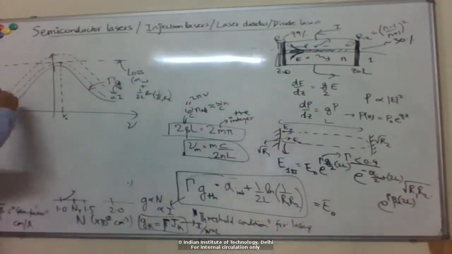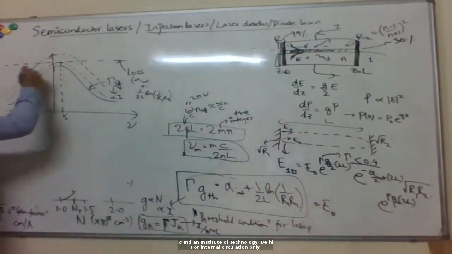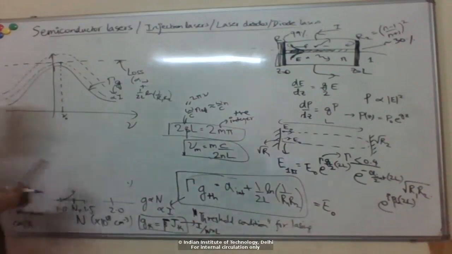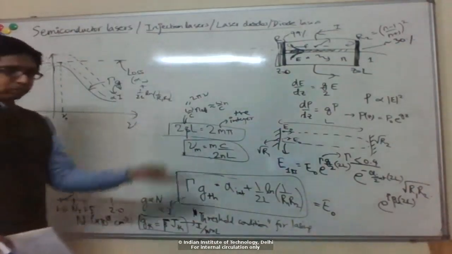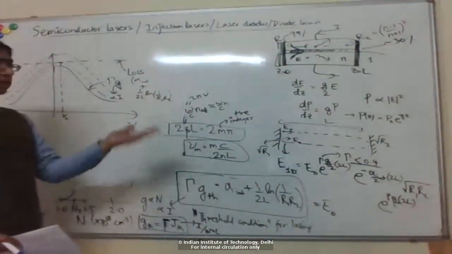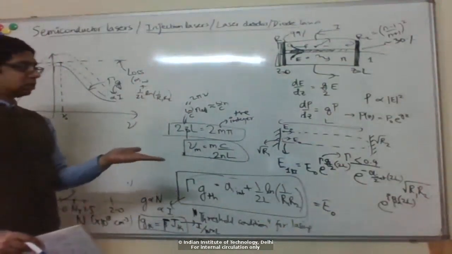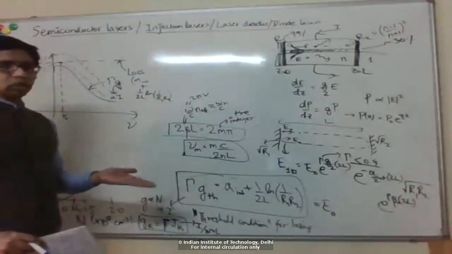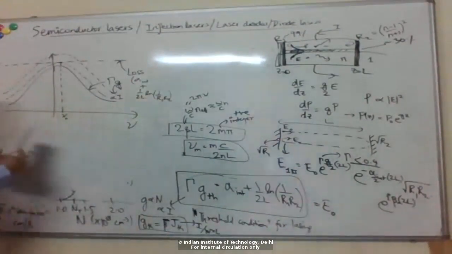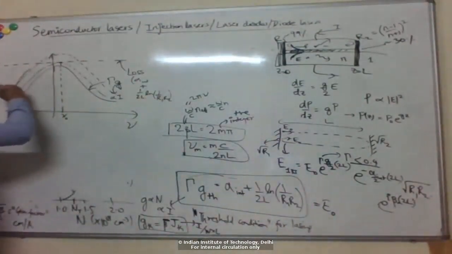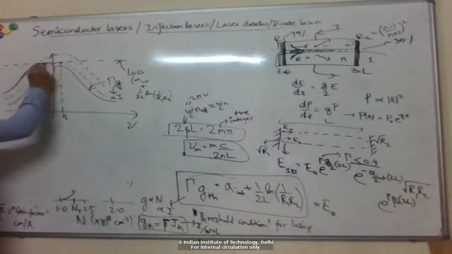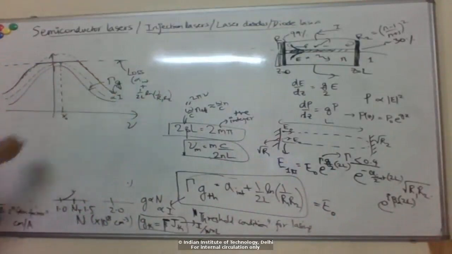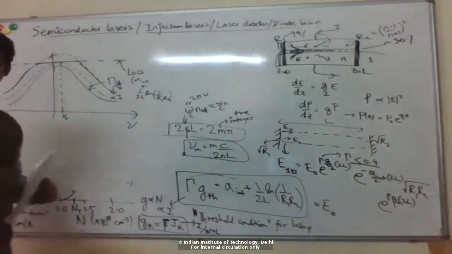But we'll see that once you go beyond threshold, it's not that G keeps increasing linearly with the carrier concentration or the current. That's true up to threshold. Once you go beyond threshold, the gain actually gets clamped. Here the gain gets clamped at the loss value. We'll see in more detail how that happens. This is known as gain clamping.